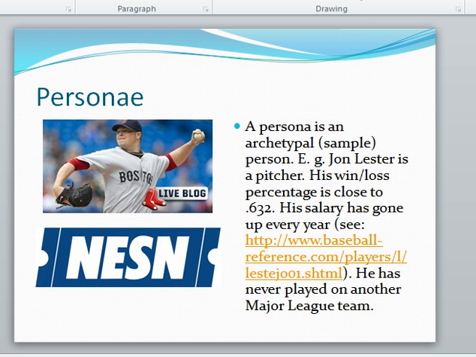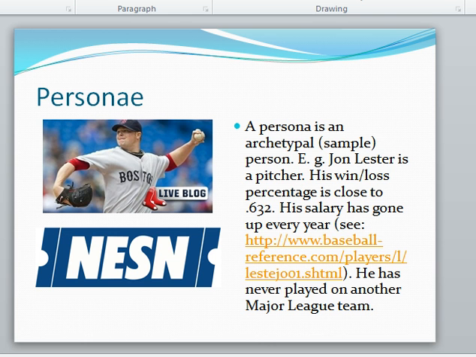Personae. A persona is an archetypal or sample person. For example, Jon Lester, and that picture is actually taken off of the NESN Pinterest board. He's a pitcher. Is he a typical pitcher? He's a typical good pitcher, I would say. His win-loss percentage is a little less than two-thirds, so he is better than the average. But recognize that averages for sports are not really going to all completely average out to 50% for win-loss percentages for every single pitcher out there.